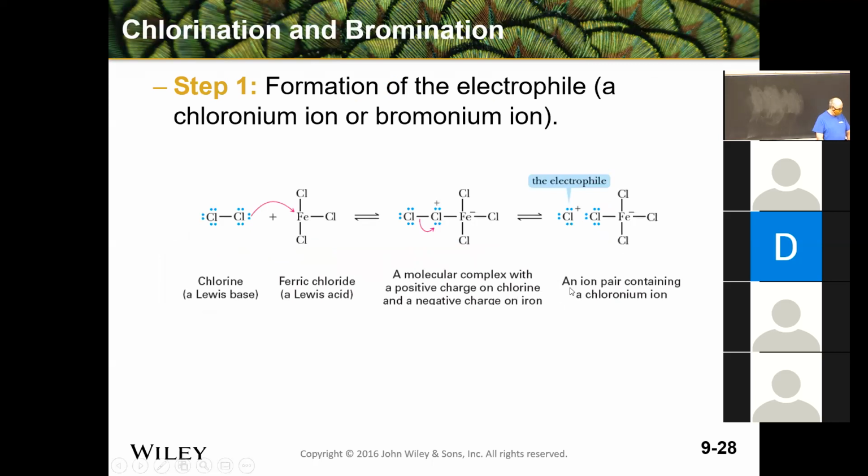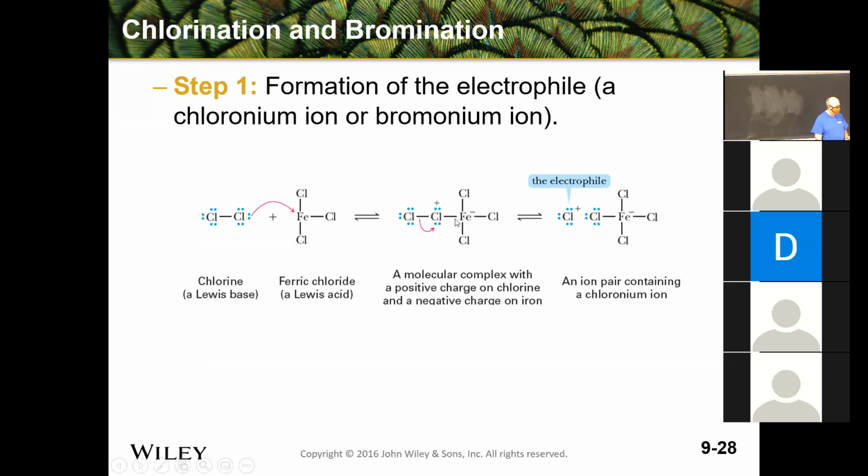So here is a specific example. This is chlorination. It turns out bromination follows exactly the same mechanism, except we use Br2 and FeBr3. So we start out with chlorine gas and using ferric chloride, or iron(III) chloride, which is a Lewis acid. A Lewis acid is an electron pair acceptor, so this accepts a pair of electrons from chlorine.